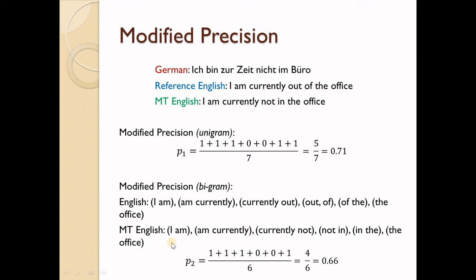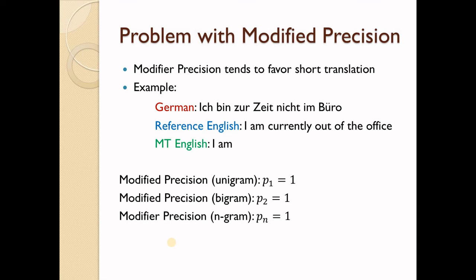So can we just think of what is the problem of the modified precision? Please pause the video here and try to understand it. Try to get the answer. I will go to the next, on the problem side of the modified precision.